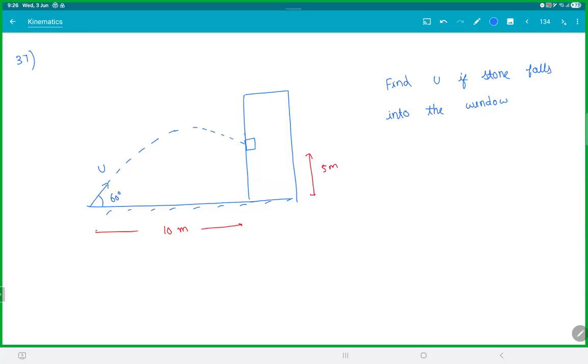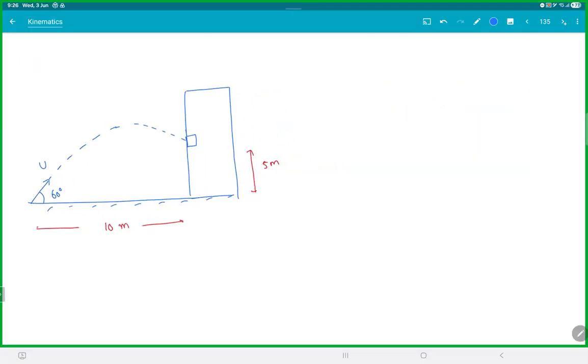Any answers? I know it's big. That looks right, Yukti. Now see, when you see a question like this, ask yourself, what do I know? I know theta, you're asking for u, and what else do I know? If you look at this carefully, they actually gave you the coordinates. This is 0, comma 0, and this is 10, comma 5, which is your x, comma y.